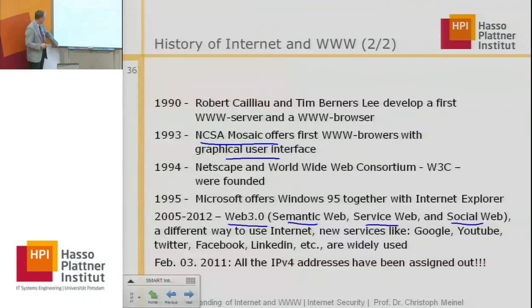What was here? The February, this was an important date. Sorry for switching it over.